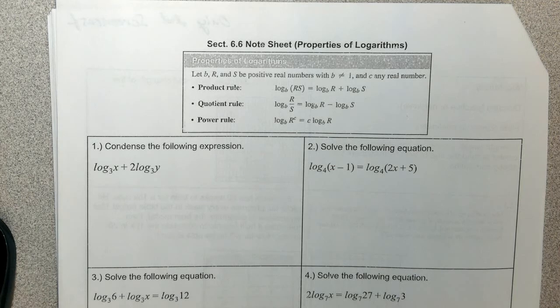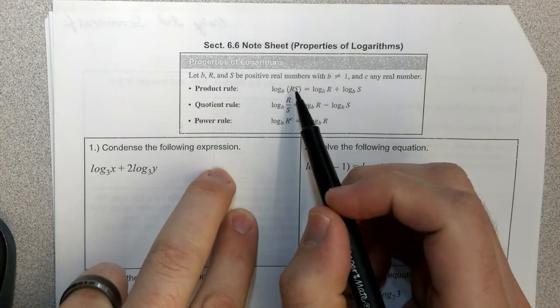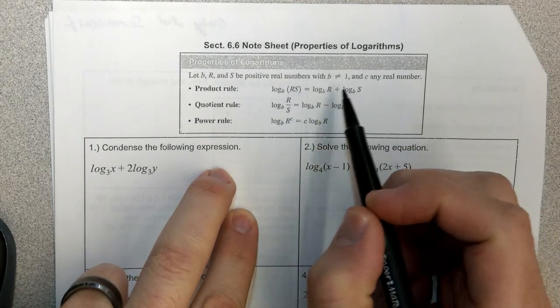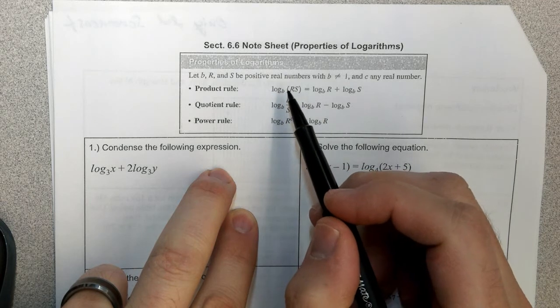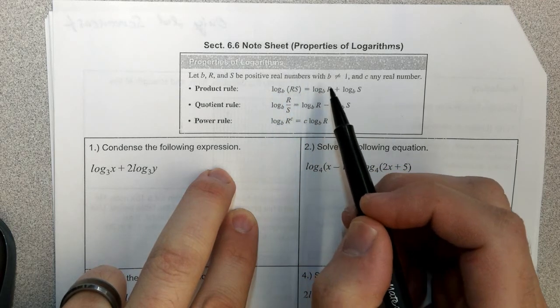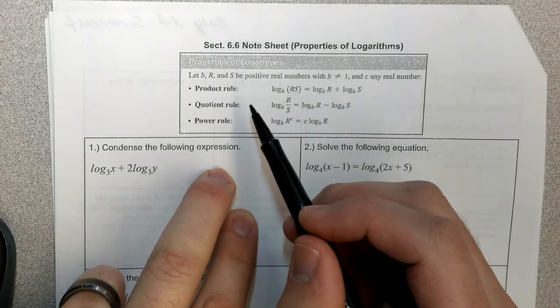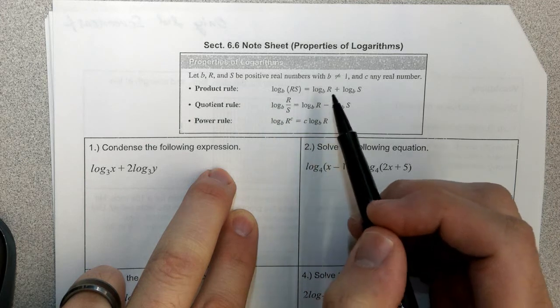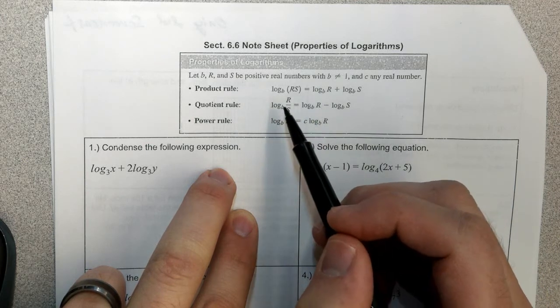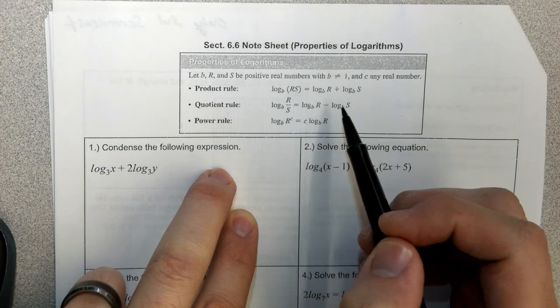This says that if you have a logarithm with a product inside of it, then you can break that logarithm up into the sum of two logarithms. So if I had the log base b of 7 times x, I could break that into the log base b of 7 plus the log base b of x. Same thing with the quotient rule, except that instead of addition, it's subtraction. So if I have two things being divided, I can break that into subtraction of two logarithms.